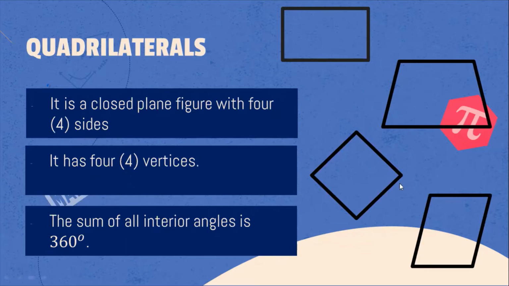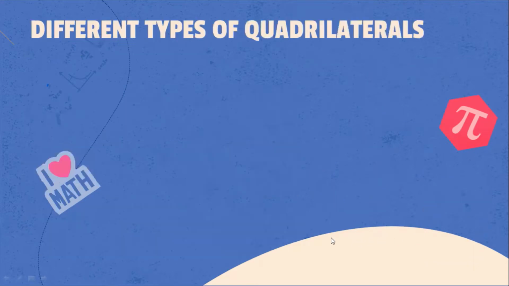Quadrilaterals have four vertices. The sum of all interior angles of a quadrilateral is 360 degrees. When you add all the angles, it sums up to 360 degrees.